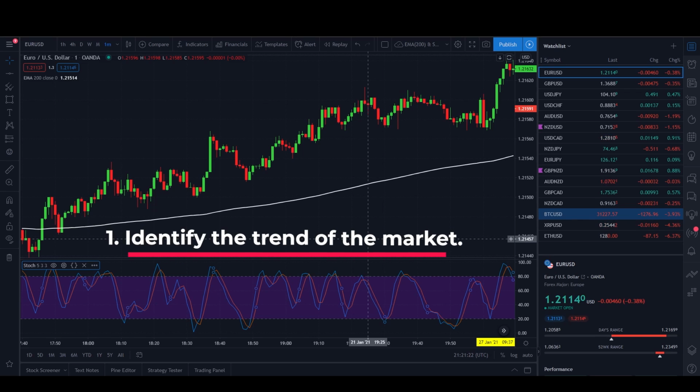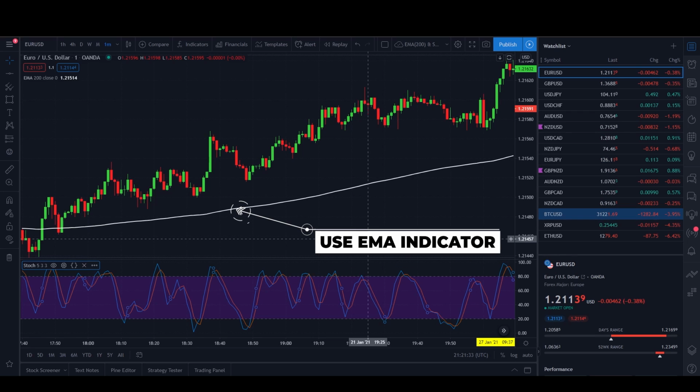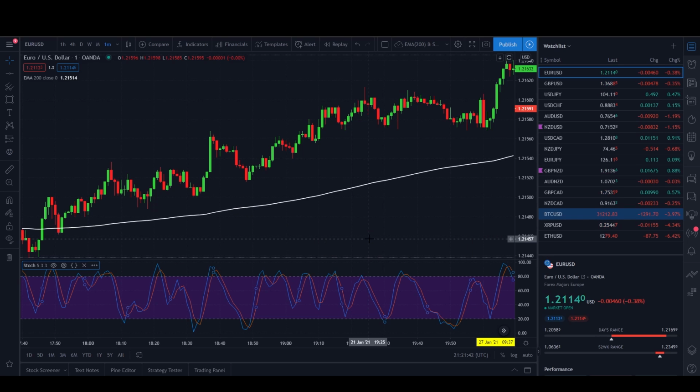The first step is of course to identify a trend, because as you know, the trend that you're in is going to determine what types of trades you will be looking for. The best and easiest way to do it is to use our 200 exponential moving average indicator, and the rule for it is very simple. If the candles are above the 200 moving average, it means we are in a buyer's market, in an uptrend. Vice versa, if the candlesticks are below the 200 exponential moving average, it means we are in a seller's market and we will be looking only for sell trades.